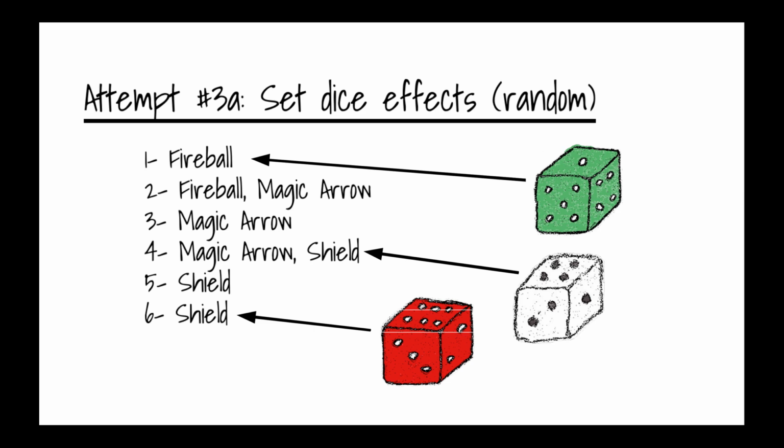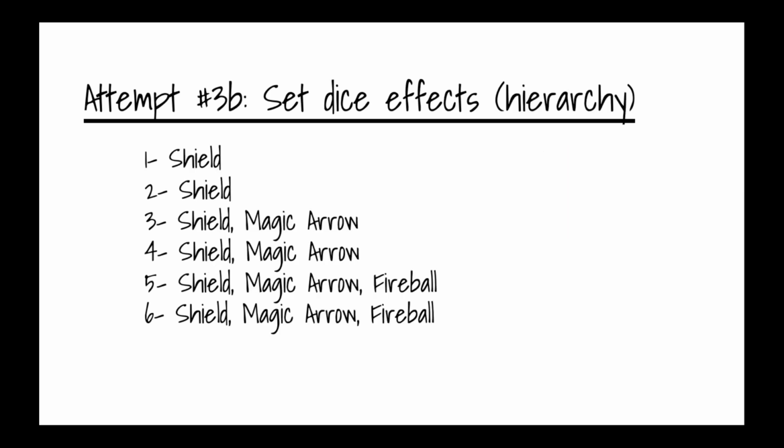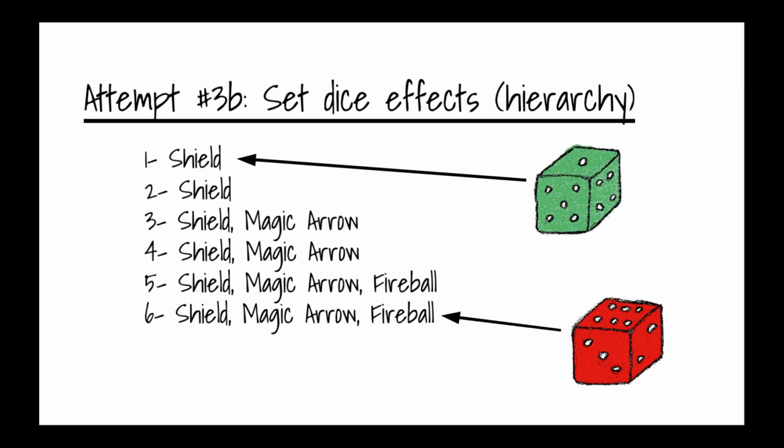The other option was to make a hierarchy. So Fireball is a good spell, so you need a 5 or higher to cast it. Magic Arrow is an okay spell, so you need a 3 or higher, and so on. This meant 6 gave you all the options, and 1 meant you could only do the most basic thing. This ended up leading to interesting decisions, because when you rolled a 6, you had to decide, who got to use the 6, which unit got it, which effect did they do, that sort of thing. There were a lot of interesting decisions there.